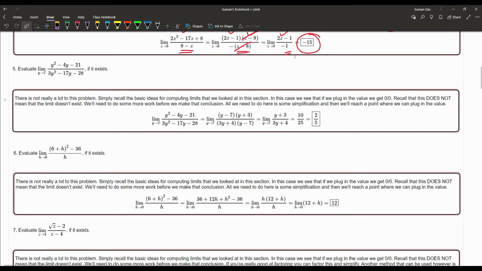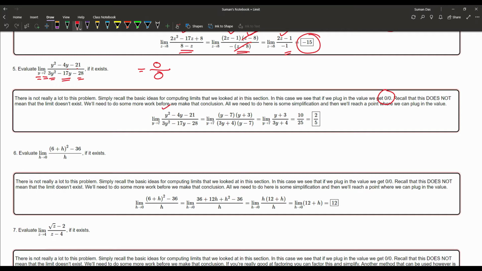Let's check the next problem. Here we have to evaluate the function y square minus 4y minus 21 upon 3y square minus 17y minus 28, and y approaching 7. Now once again, if we put the value of y equal to 7 in the numerator and the denominator part, we are getting 0 by 0. So once again we are using the factorization method for that particular problem.